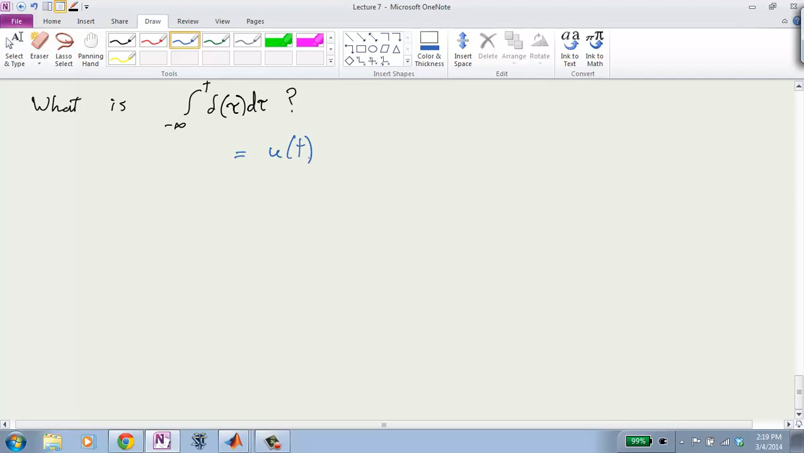Now, of course, we gave u of t a definition for what it is at t equals 0. This integral is undefined at t equals 0, but we don't care about those little single point differences. So this is the unit step function. What that means is you could say that the derivative of the unit step function is the delta function. So now this gives us a way of talking about derivatives of discontinuities.